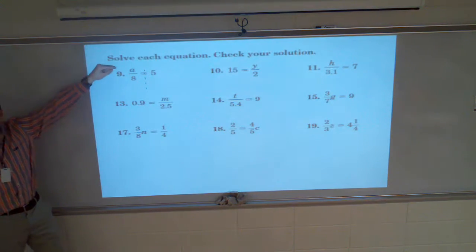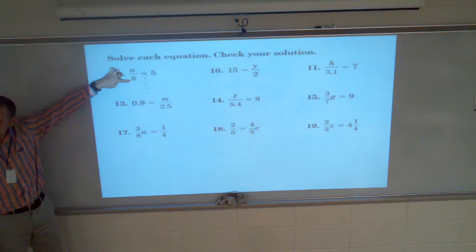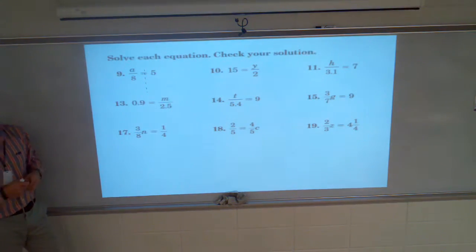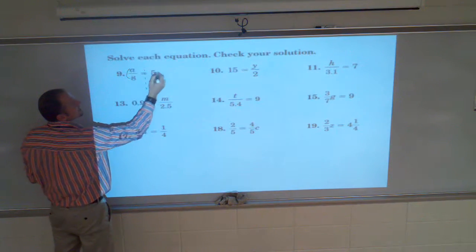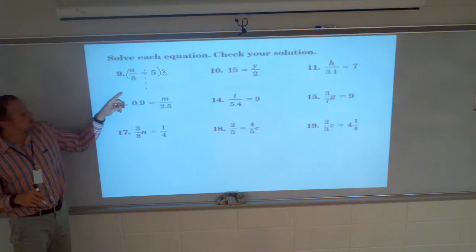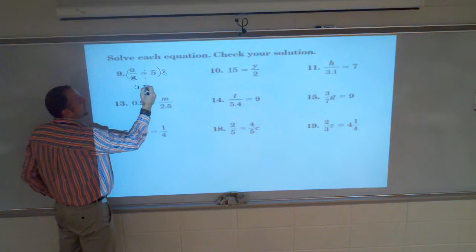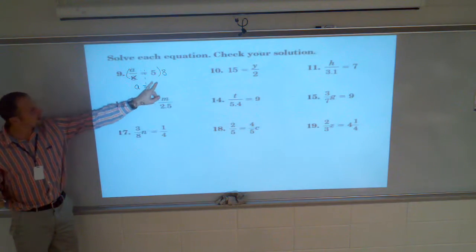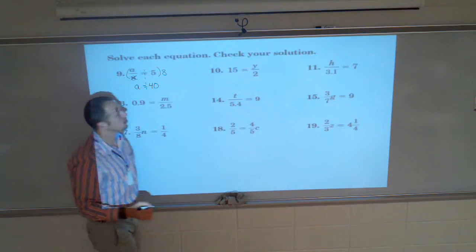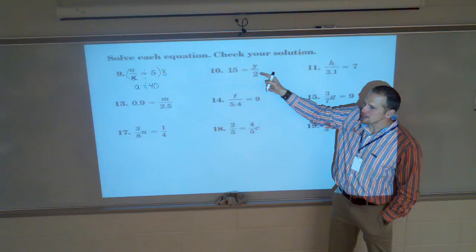So, Jordan, what is the opposite of A divided by 8? Times 8. Times, okay? So, I need to get rid of this 8 by multiplying both sides by 8. Now watch. When I do that, this side, the 8 is just eliminated. And I have A equals what, Calvin? 40. A equals 40.